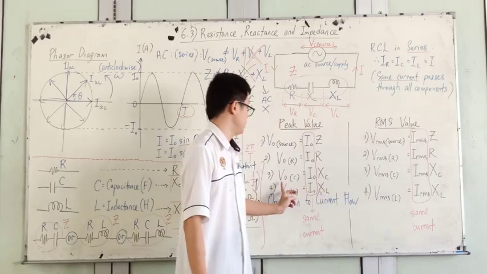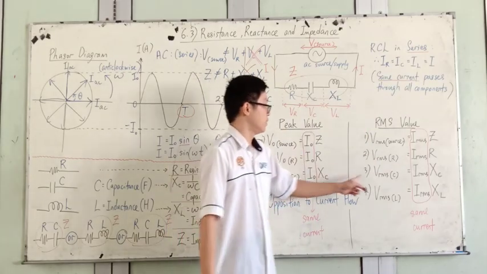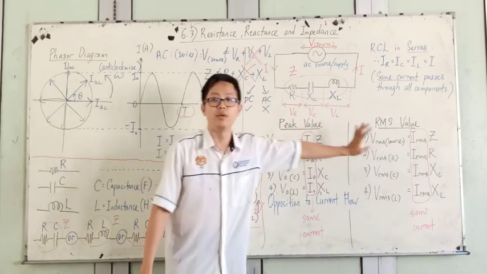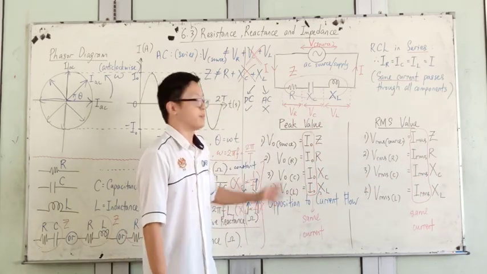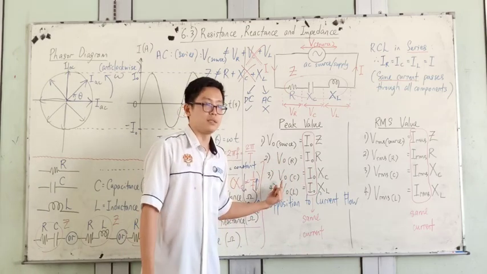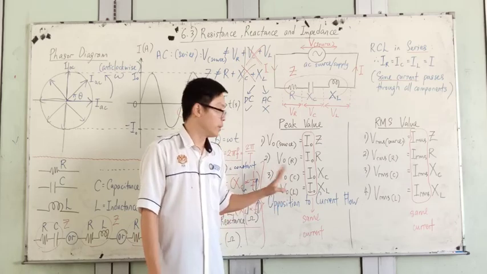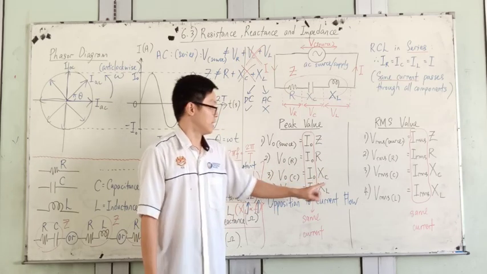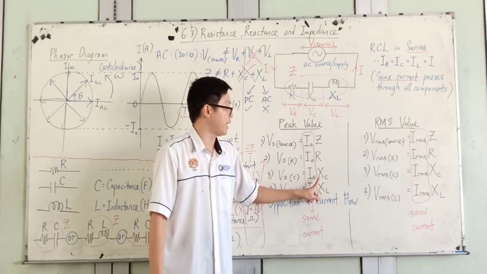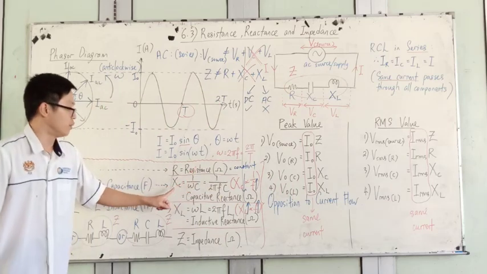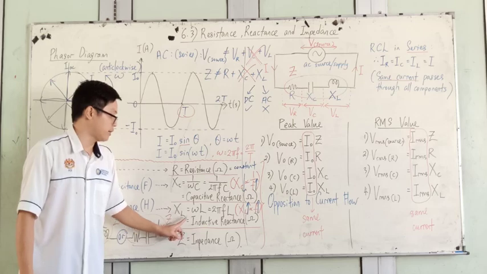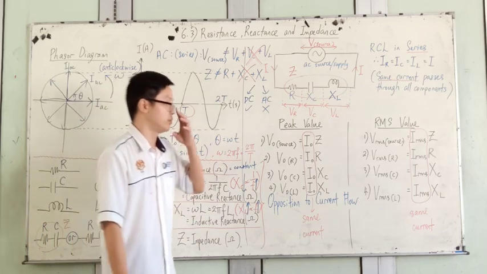V naught C equals I naught XC. V RMS C equals I RMS XC. This formula will always be used, especially to find the peak current or the voltage across each component. If the question also asks you to calculate XC and XL, you need to use these formulas: XC equals 1 over omega C, and XL equals omega L. These formulas will always be used.